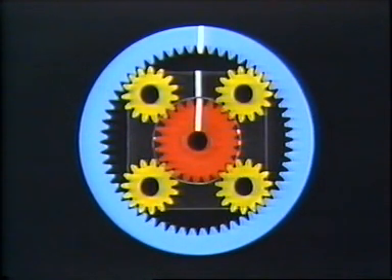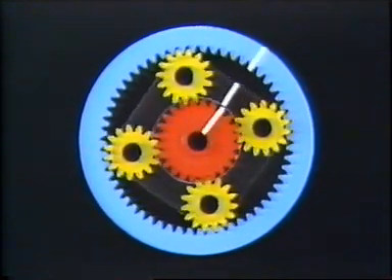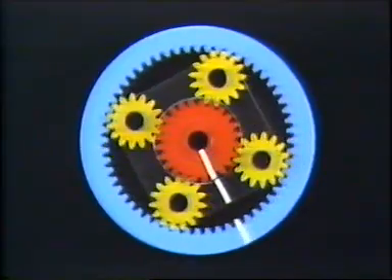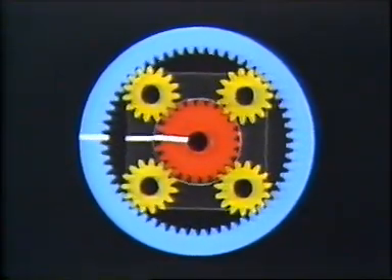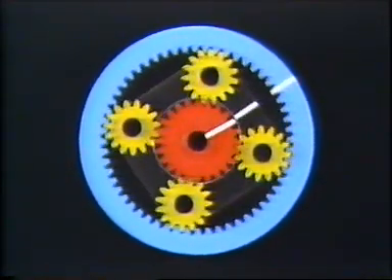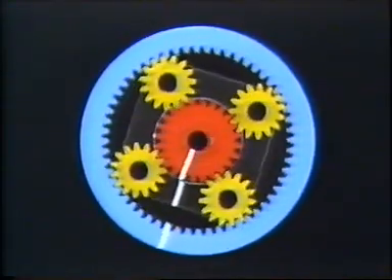What will happen if the sun gear and the ring gear rotate in the same direction at the same speed? The planetary gear will rotate as a unit.